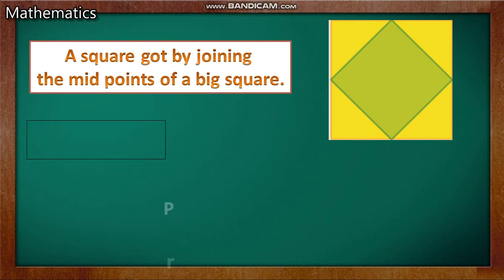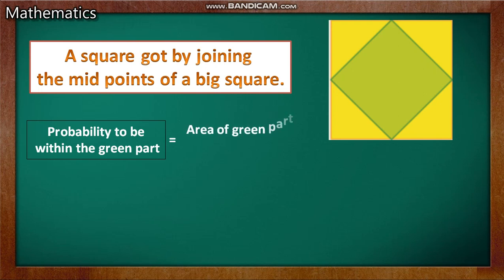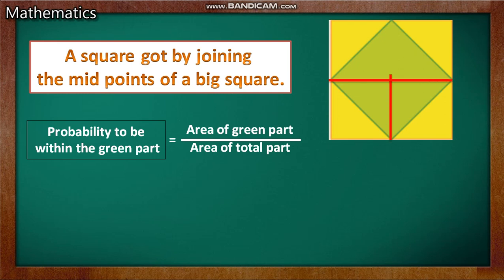At first I am writing this equation. Probability to be within the green part is equal to area of green part divided by area of shaded total part. Then I am joining a line from here to here and to here. Now there are some triangles with equal areas.